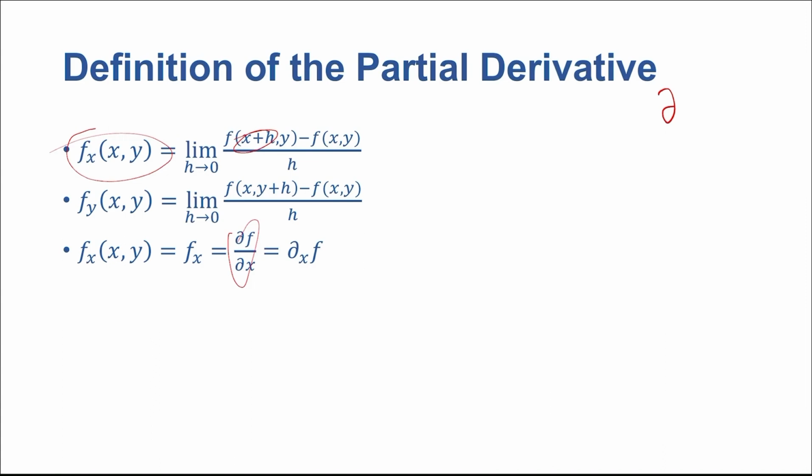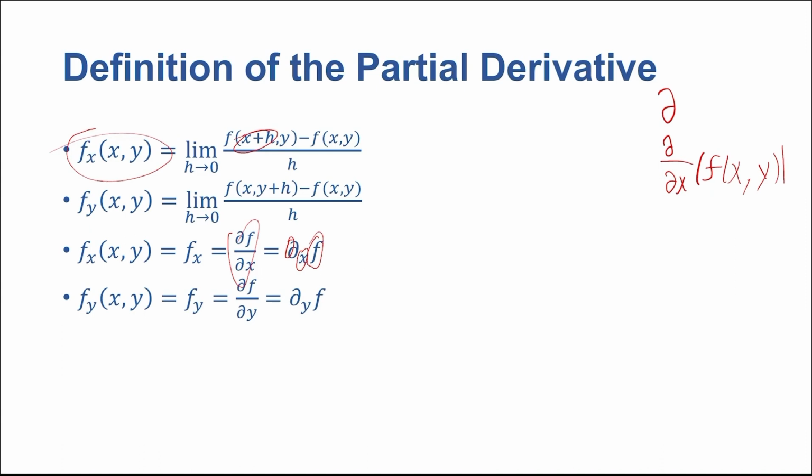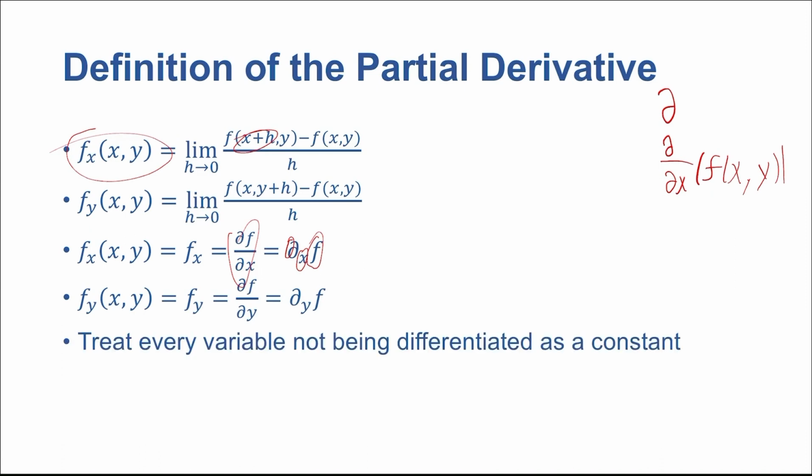So I can put the partial symbol here, I can put the variable I'm differentiating with respect to there, and then I can put the function there. That makes sense. And we can also, of course, write it in more expanded notation. So if I want to take the partial derivative with respect to x of f of xy, I can just write that. And then, of course, we can do the same for y. F sub y of xy is equal to f sub y is equal to partial f partial y is equal to partial sub y f, right? That all makes sense. Now, why don't we try discussing how we can take these derivatives?